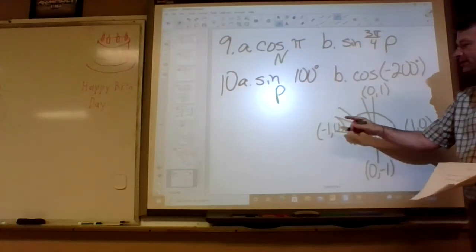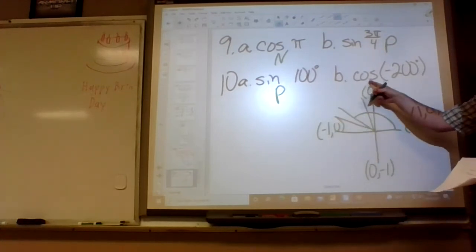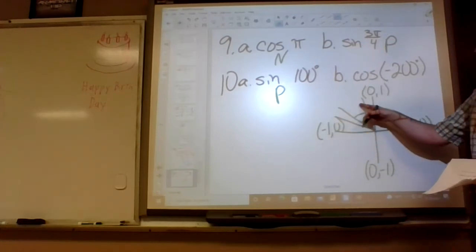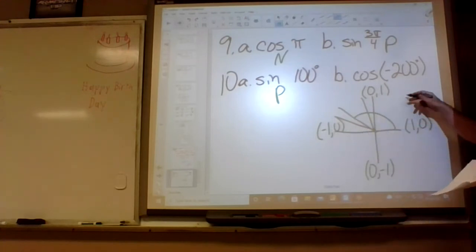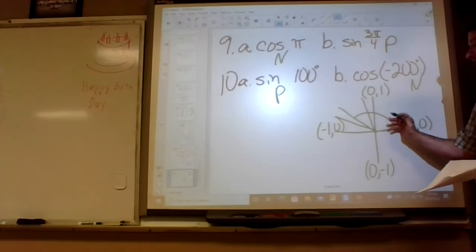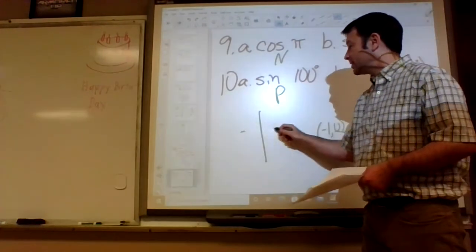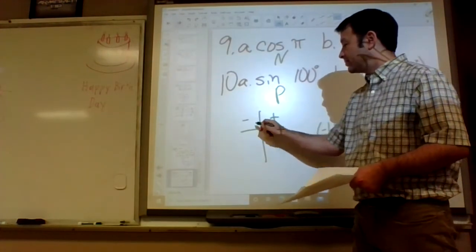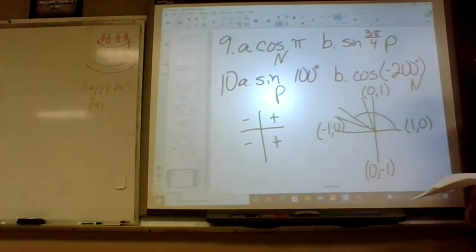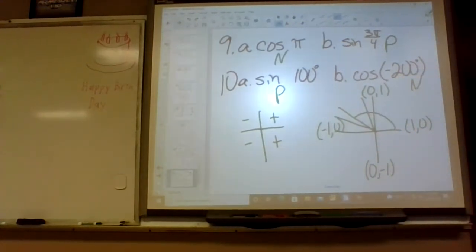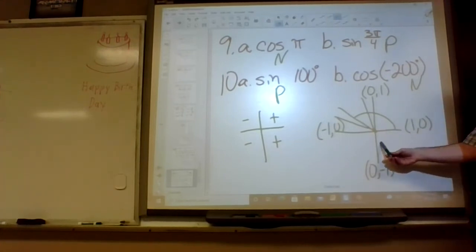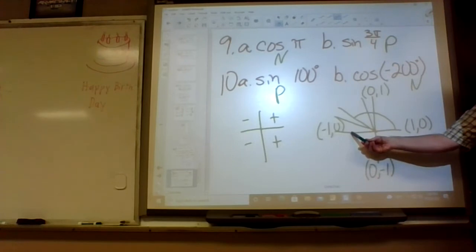Second quadrant again. Is cosine positive or negative in the second quadrant? Negative, because cosine is based on the x values. So cosine was positive to the right and negative to the left. You guys remember that? I thought negative 200 would be in the third quadrant. No, second quadrant. Negative 180 gets you right there, so 200 would be about right there.